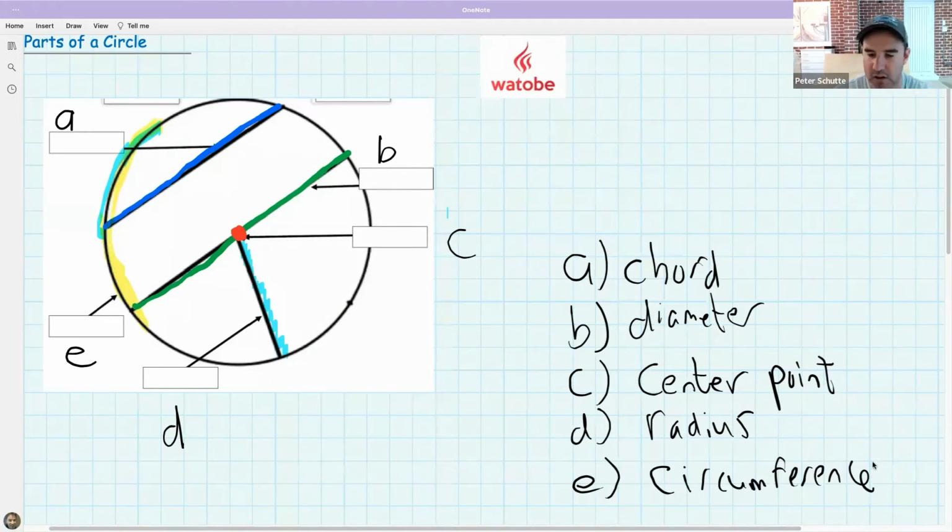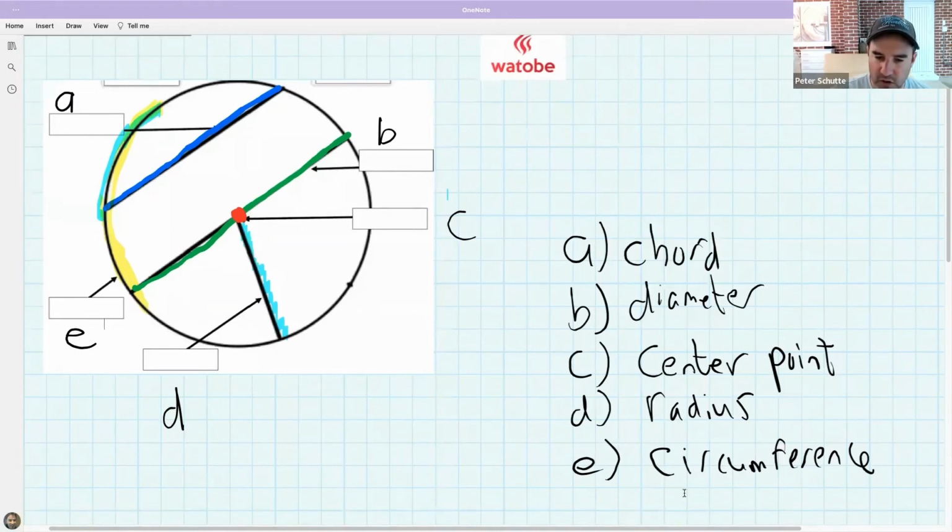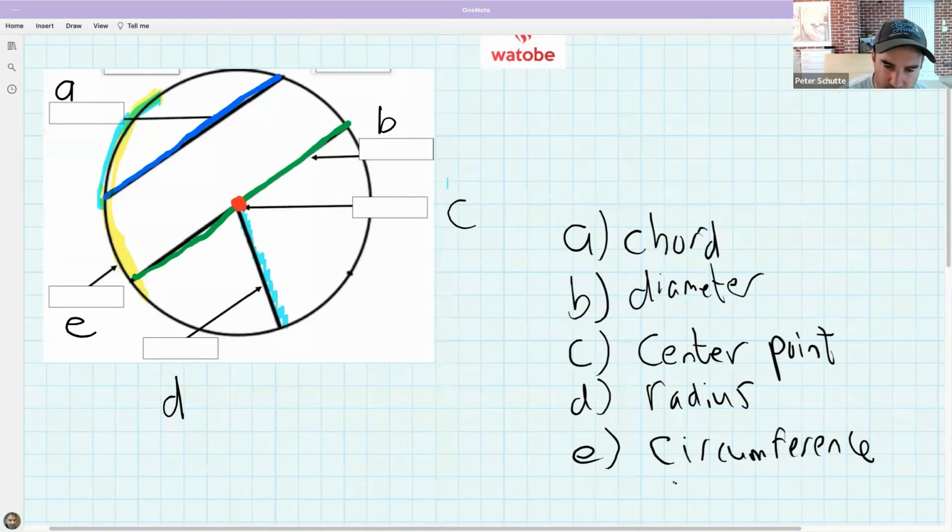Mbali, you are smashing it. So if you only go part of the way around a circle, a curved line part of the way around the circle is called an arc. Okay, so E could be either the circumference or the arc.